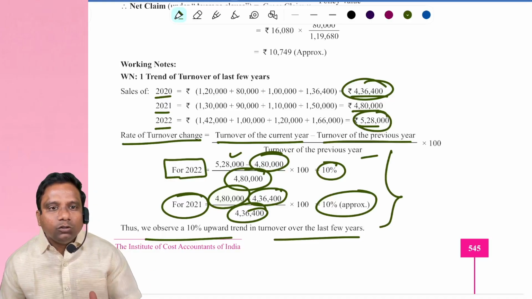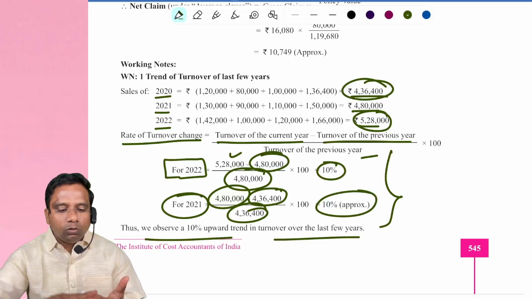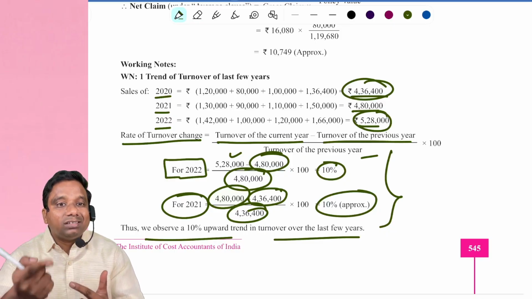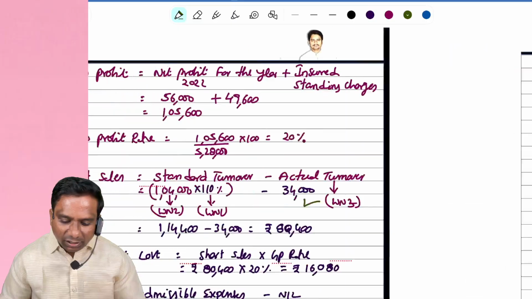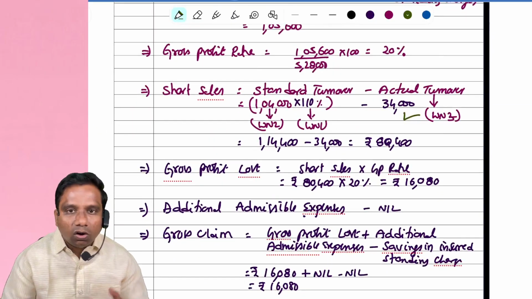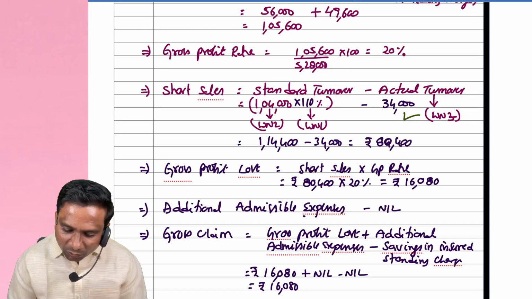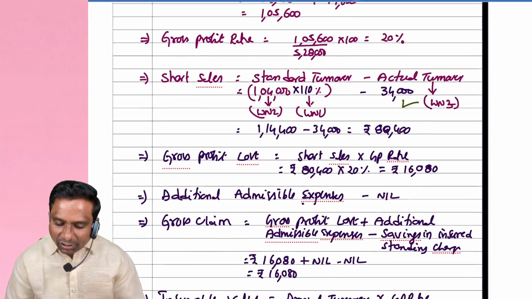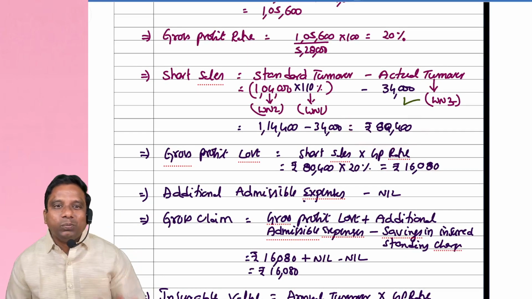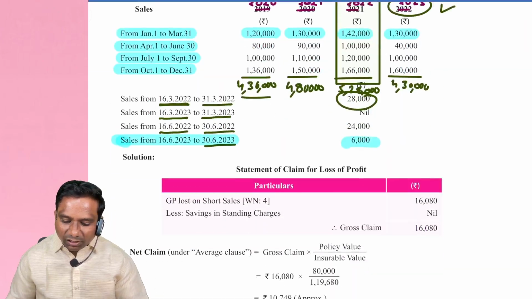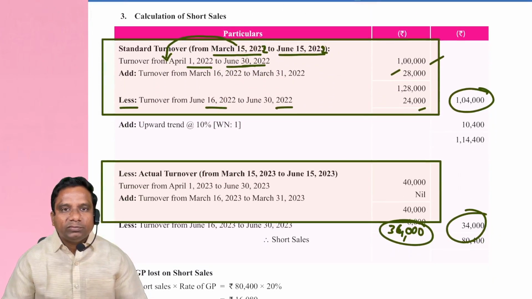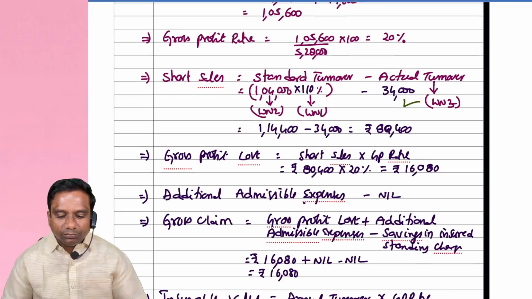Means for the current year also, we apply this trend to the standard turnover and annual turnover. Already we have calculated the standard turnover, now into 110%. So here we are getting 80,400 rupees as our short sales. The same calculation they have made like this. Don't look at this answer, look at this answer.